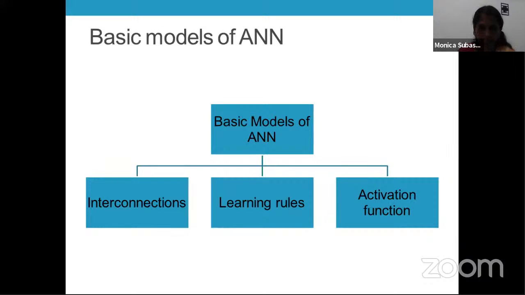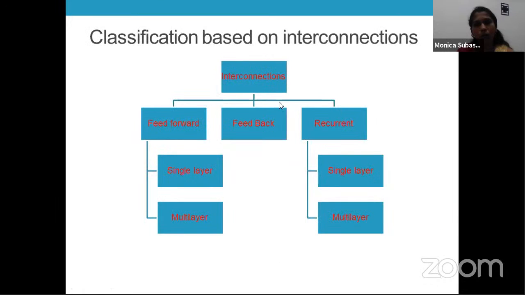Information about ANN: basic models. What are the basic models of ANN? Based on the interconnections, what are the types of networks available? The first one is feed forward, the next one is feedback, and the third one is recurrent neural networks. As usual, we have single layer and multi-layer neural networks. Under each type, we have single layer and multi-layer.